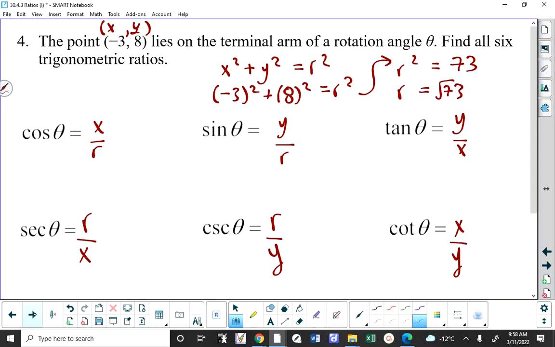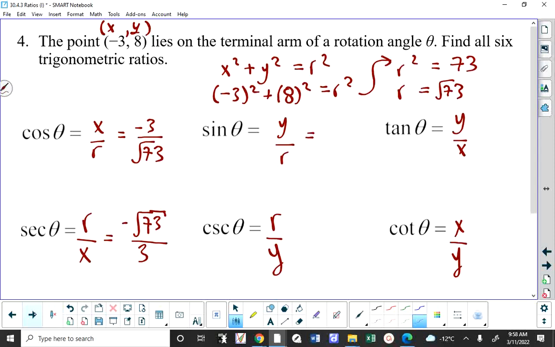You know, man, we're done. Just put in all the x's and y's and r's wherever the formulas say to put them. Cos will be negative 3 over root 73. Secant will be the reciprocal of that, root 73 over negative 3. And I really just prefer to put the negative on the top. It doesn't mean r is negative. It means the whole ratio is negative.